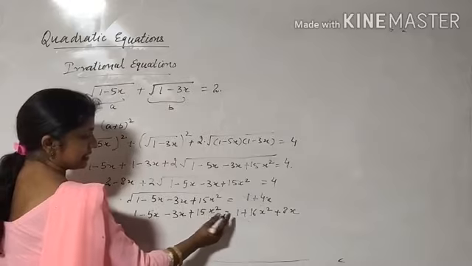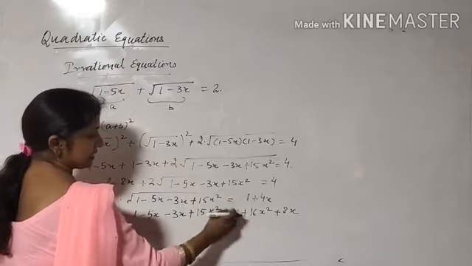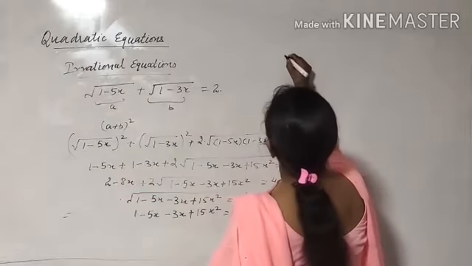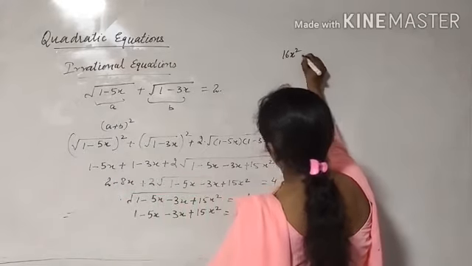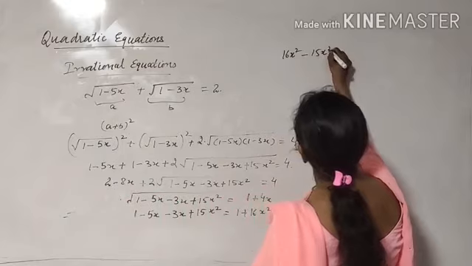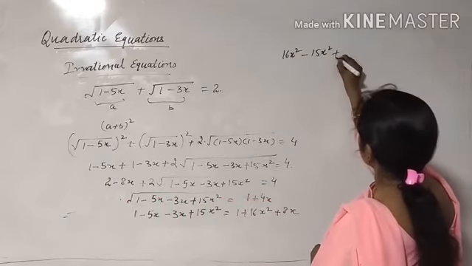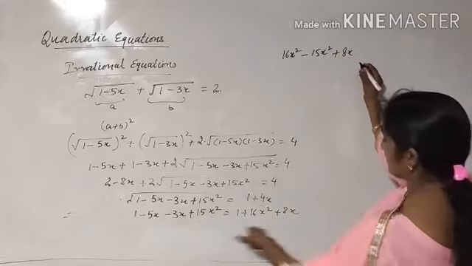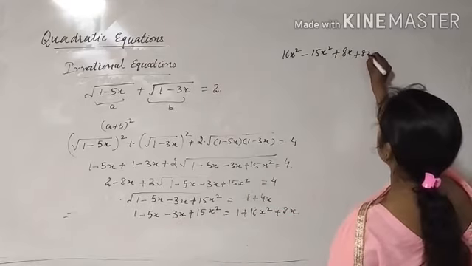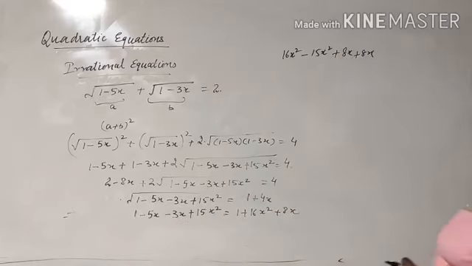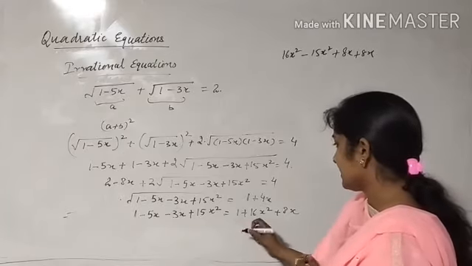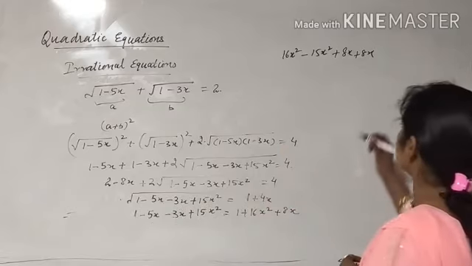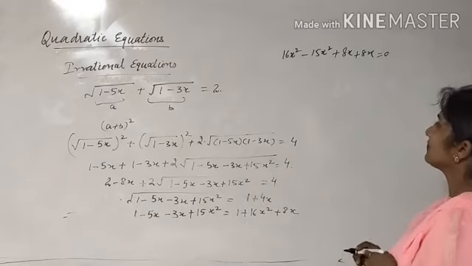16x square, here it is 15x square. So we take the terms on the right hand side, we will get 16x square minus 15x square plus 8x, and this minus 5 minus 3 minus 8x. On this side it will become plus 8x, and the constant terms are cancelled. Here it is 1, here it is 1. So the constant term will be cancelled. This is equal to 0.